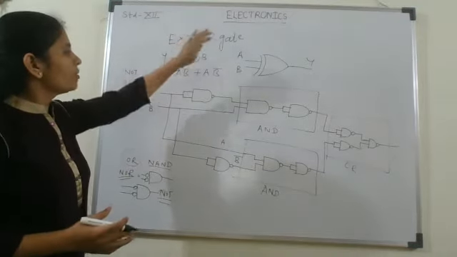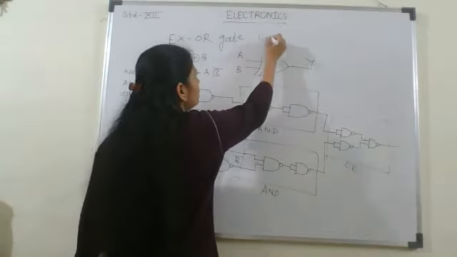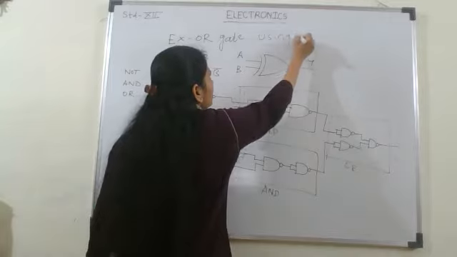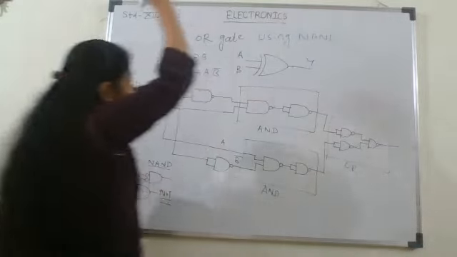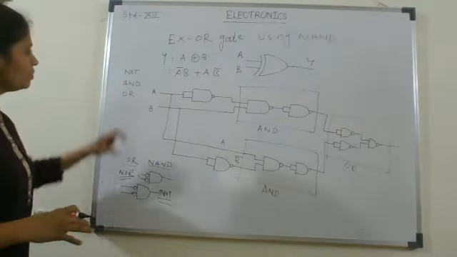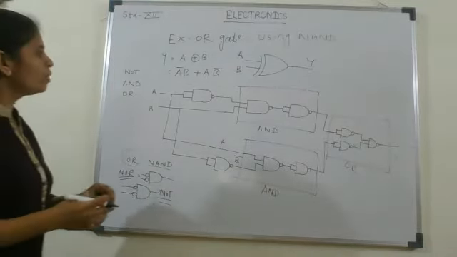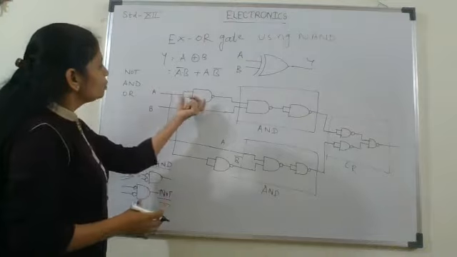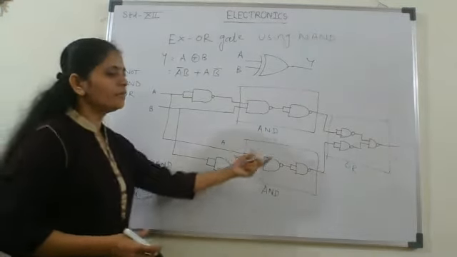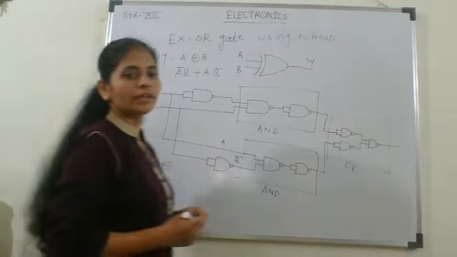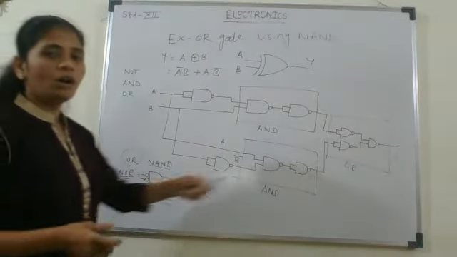So finally this is the diagram of what? This is the diagram of XOR gate using NAND gate. Okay, XOR gate using NAND gate. As we draw the block diagram, in that block diagram what we use? We use one NOT gate with AND gate, and with the OR gate.